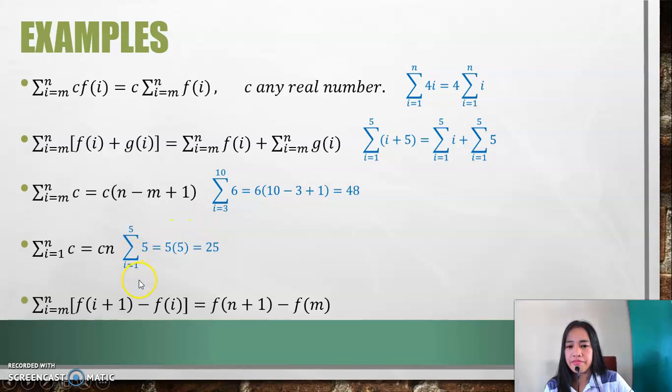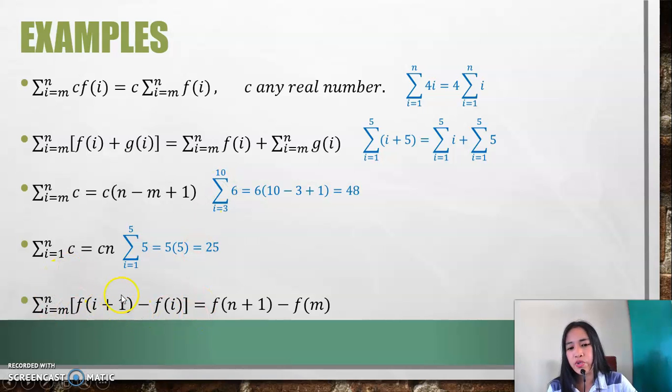We also have here the summation of 5. Actually, they are the same. The only difference is that in this one we are not sure that it starts at 1, because it is m. But in this one, it definitely starts at 1, so automatically just multiply the n and the c. So 5 times 5 is equal to 25. So be careful, because sometimes our index i does not start at 1. Otherwise we will be wrong. So be careful with the i and with our n.